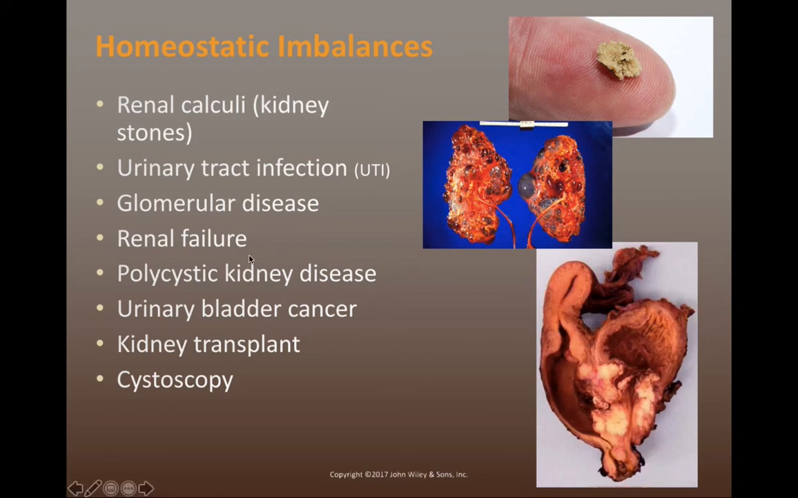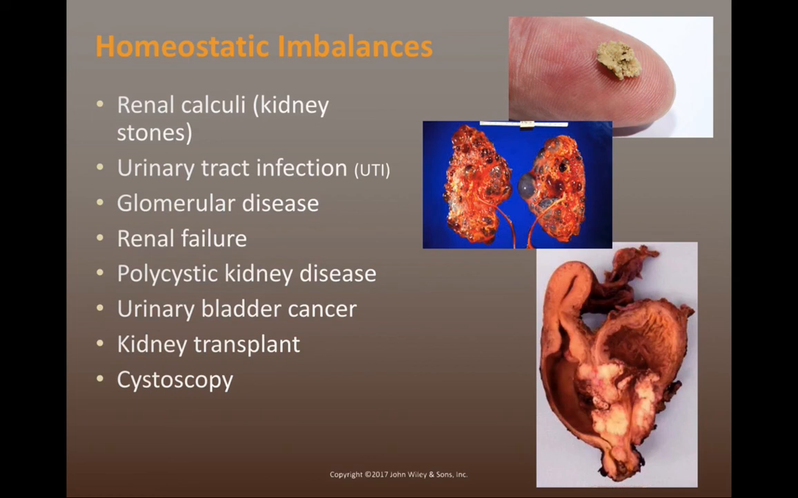Renal failure is when the kidneys stop working altogether. For whatever reason, filtration stops, and if the kidneys start to fail, this can be potentially life-threatening. Polycystic kidney disease is shown right here. Polycystic means many cysts, and so therefore kidneys will have many different cysts found all over them. Cancer of the urinary bladder is very, very serious, and a kidney transplant is going to take us back to the lymphatic and the immune systems.